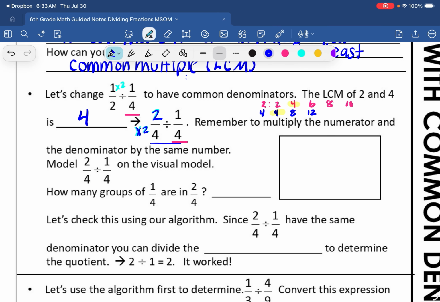Let's model 2/4 divided by 1/4 on the visual model. I have 2/4, so I will show that by dividing up my model into fourths. 2/4 would be 2 of those.